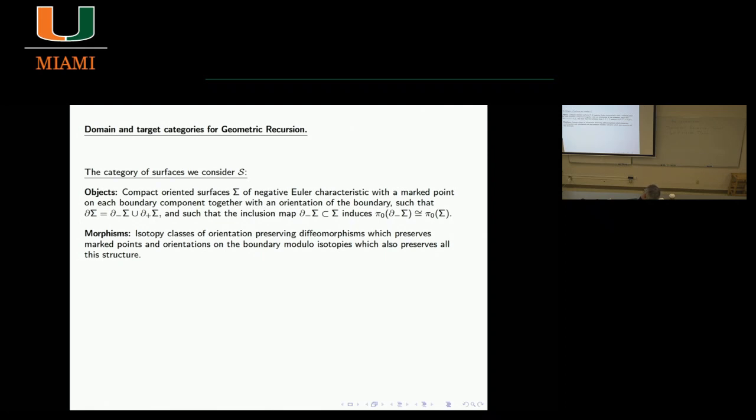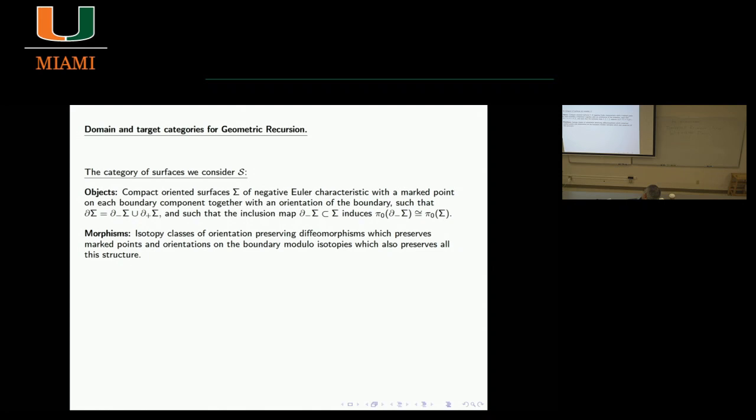And then I am looking at the inclusion of the in boundaries into the whole surface, and I want that to induce an isomorphism of pi zeros. This simply just means that every connected component of my surface has exactly one in boundary, all the rest out. So there's one specified in boundary, all the rest is out on each component.